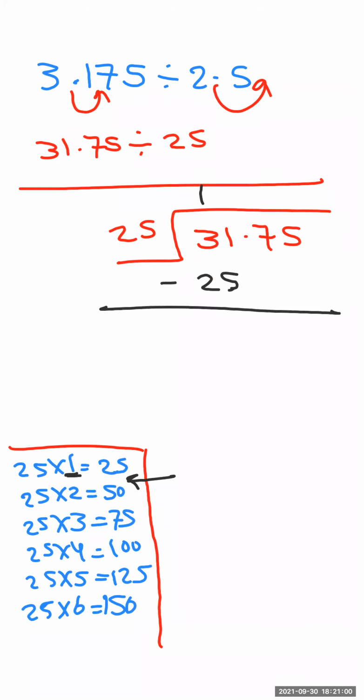1 minus 5, it's not possible. So get 1 from the next number. Now this one becomes 11, and this one becomes 2. 11 minus 5, actually, it's 6, and 2 minus 2 is 0. Then now, can we divide 6 by 25? Of course, not possible. Then go to the next numbers. Here, there is a decimal point. Write it down here.